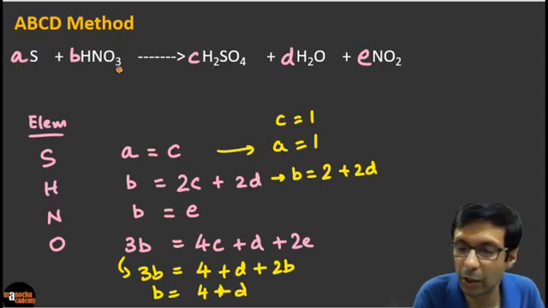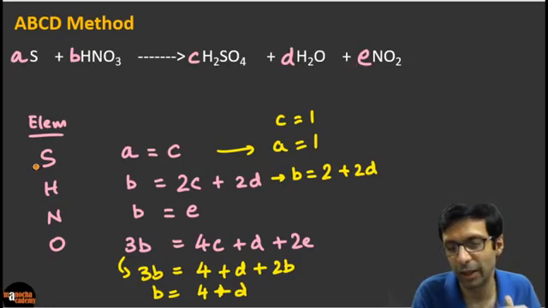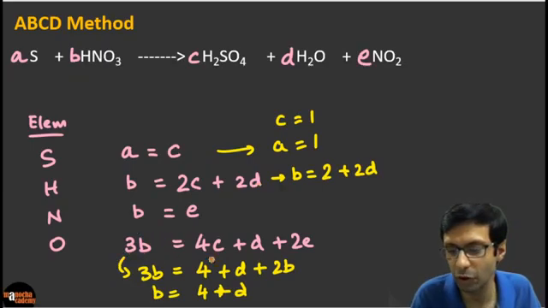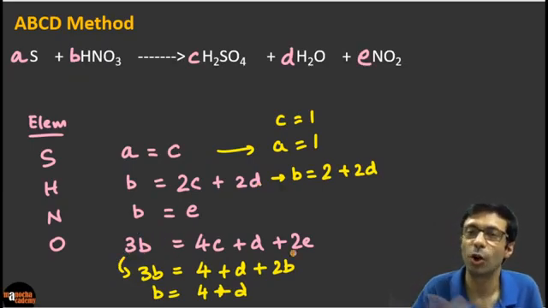If you look at the original equation, you're just putting these coefficients A, B, C, D, E, okay? And then simply like the table method, you go element by element. So let's say we started with sulfur here. Sulfur's A equal to C, because you have A on the left and C on the right. Similarly, you do it for hydrogen, because for hydrogen there are B atoms on the left and 2C plus 2D on the right, and the same way for nitrogen and oxygen. Now the only task left is to solve for the coefficients.